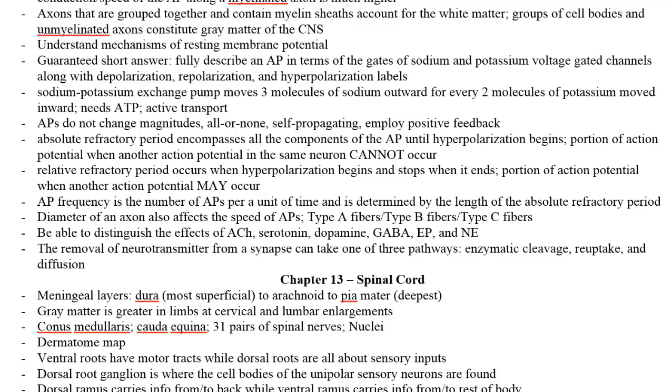Reuptake is another method used to clear neurotransmitters from the synaptic cleft, and the classic neurotransmitter that's removed in this way is serotonin. Serotonin is taken back up by the presynaptic axon terminal and repackaged into vesicles so that it can be re-released. And finally, diffusion is quite a common way. These neurotransmitters can simply diffuse and find their way out of the synaptic cleft. So that covers chapter 12.